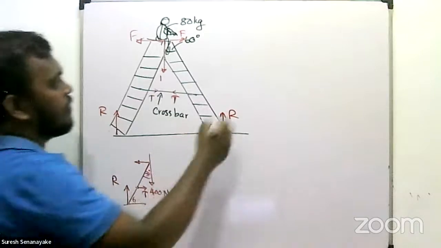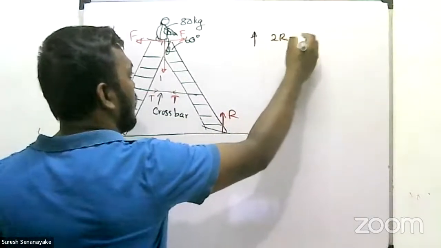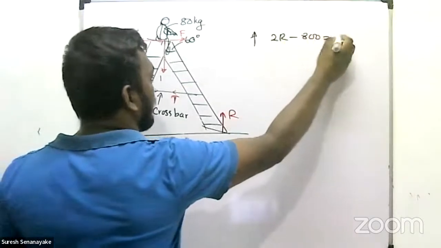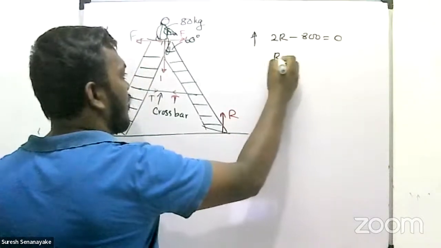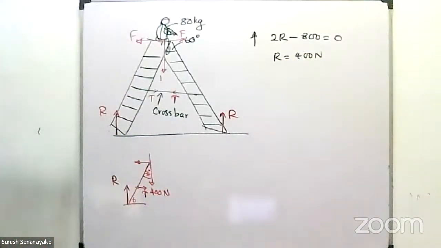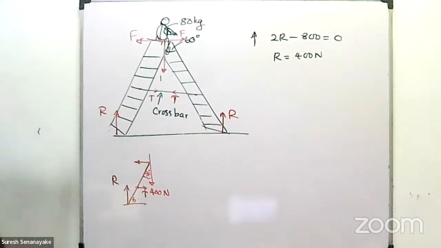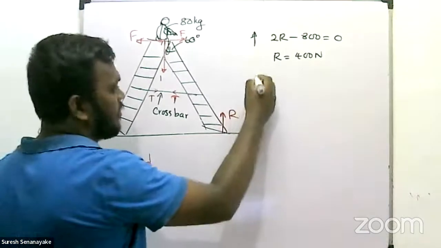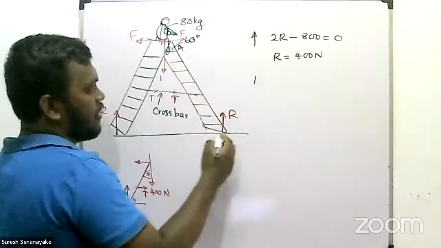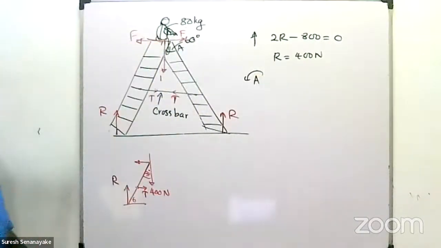For this full system in vertical equilibrium, 2R minus 800 equals 0. So then R equals 400 Newton, the normal reaction at the floor, right? Now taking the moments, let's say this is the point A, and take moments about it. Then the force at this hinge does not come into the calculation.